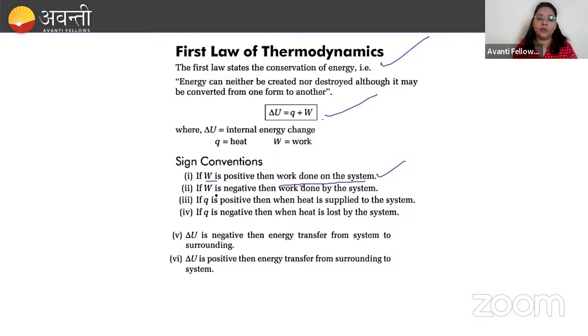If W is negative, then work is done by the system on the surroundings. So that is why the gas is going to expand.